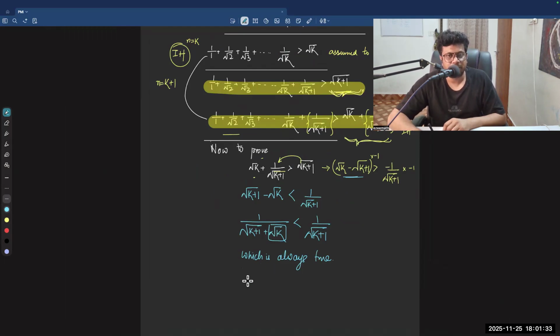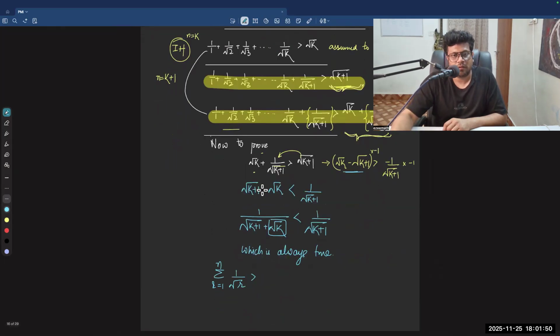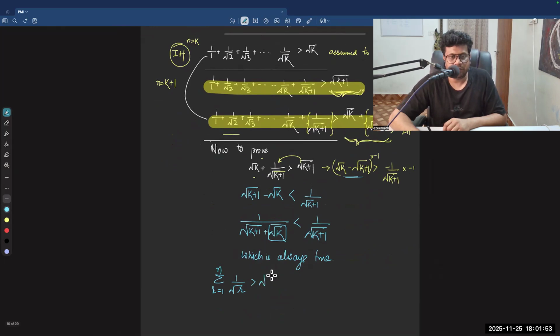It means the summation of r equal to 1 till n, 1 by root r, is greater than root r for n equal to k plus 1. The right side here came out to be larger than the right side there, which means the thing that you want to prove is actually correct. And now you go conclude it.